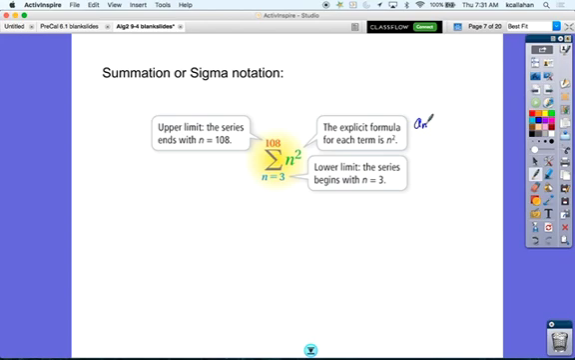What it means is like this. So this one here would equal, first I would plug in 3 to this formula, n squared, and I would get 3 squared. Then I would plug in 4, add 1, plug it in, 4 squared. Then I would plug in 5. You see the pattern. And I would keep going until I get to 108, so plus 108 squared. That's how a sigma or summation notation represents a sum.